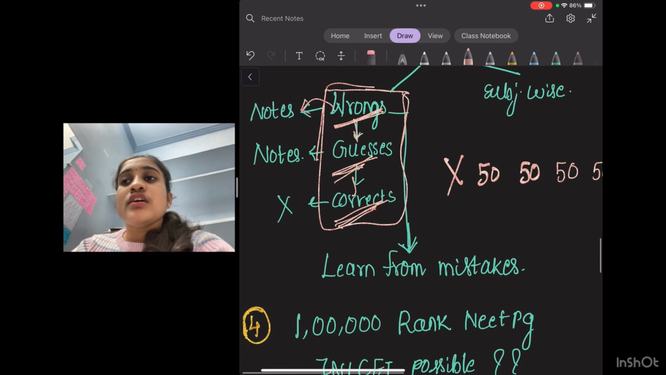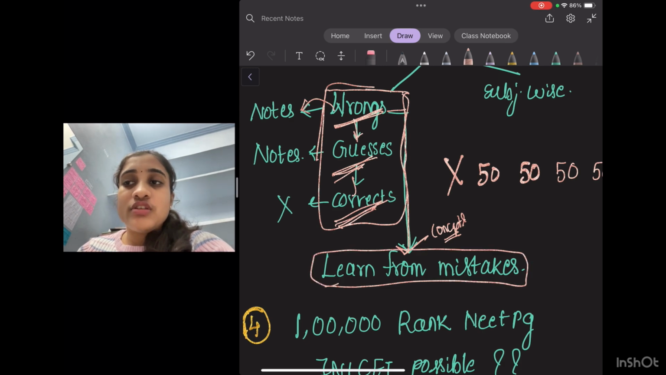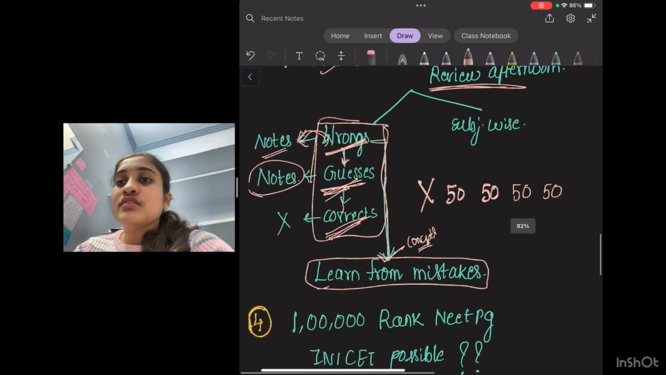After that, take out all the mistakes you have done. If your concepts are not good for that particular topic, then learn from mistakes. Go to the notes, study the concept, understand it. If necessary, watch the video too. Then same for the guesses, learn the concepts. This way, next time you will improve by maybe 10 to 20 questions. So this is how we approach GT.